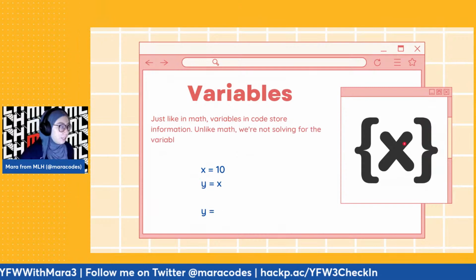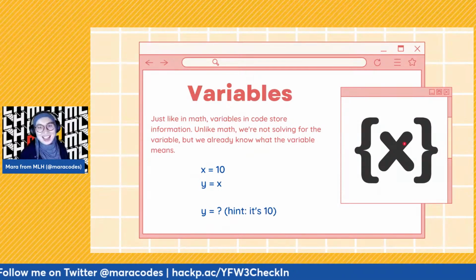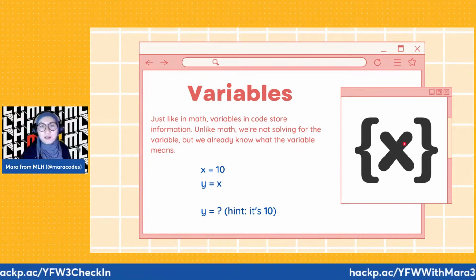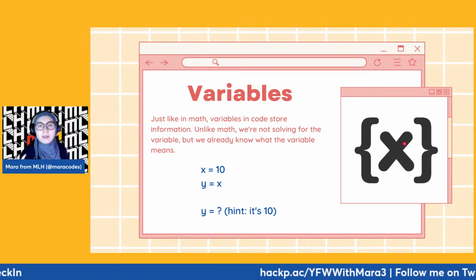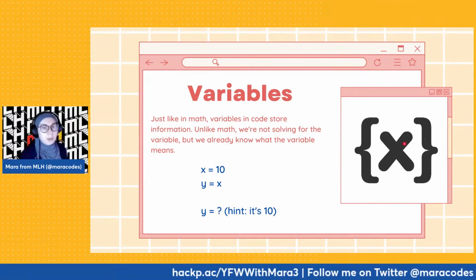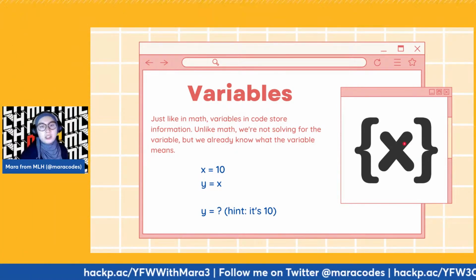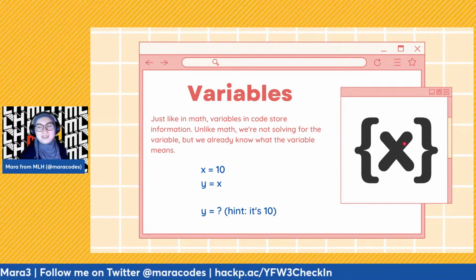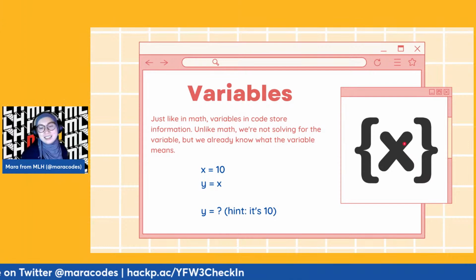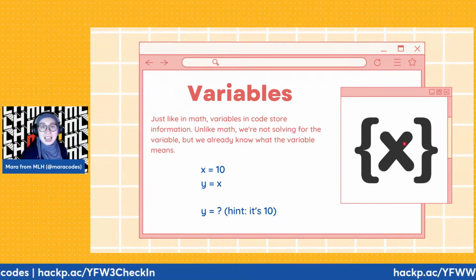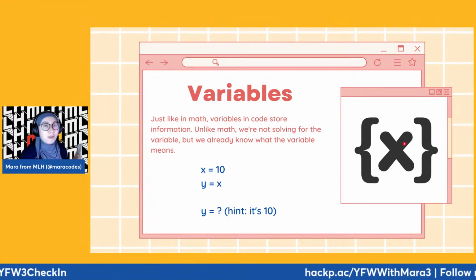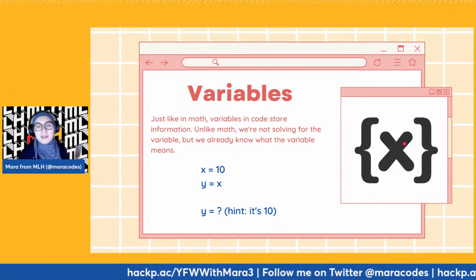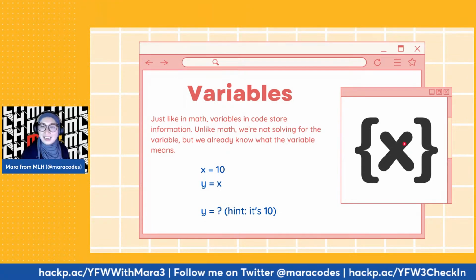Okay, so first things, variables. If you've done some programming before, you know what variables are. Just in case for anyone who hasn't done any programming, I'm just going to go over them very quickly. Just like in math, variables in code store information. In math, we're solving for x, and in coding, we typically already know what x is. So for example, you can say x equals 10, and then you can say y equals x. And if we know math, we know coding, we know that y is now equal to 10.